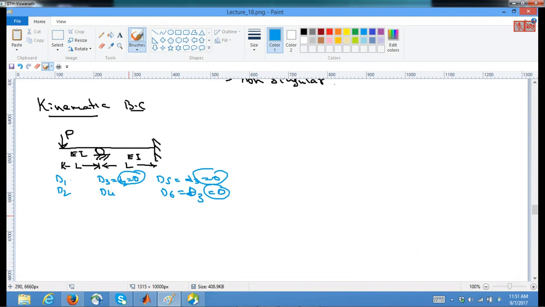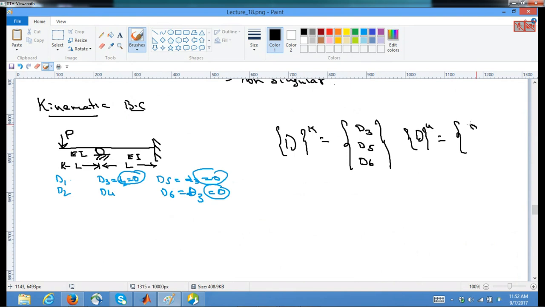These things are known to us. So since these are known to us, our D knowns are D3, D5, D6. Our D unknowns are D1, D2 and D4, which is nothing but D1, theta 1 and theta 2. Okay, having said that.